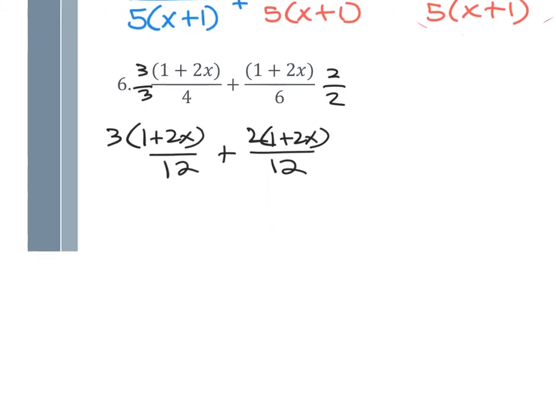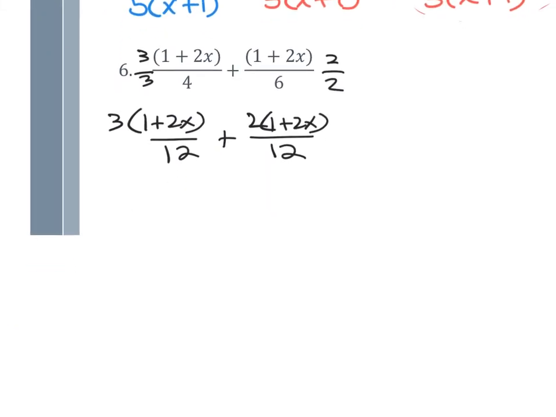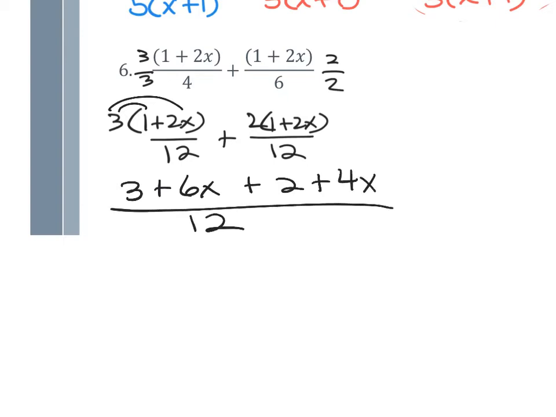Okay, so next what we're going to do is distribute. So 3 times 1, 3 times 2x. Over here, 2 times 1, 2 times 2x. All over 12. I now am going to combine my like terms. So I have a 3 and a 2 that I can add. And then I can also add the 6x and the 4x. So I get 10x plus 5 over 12.